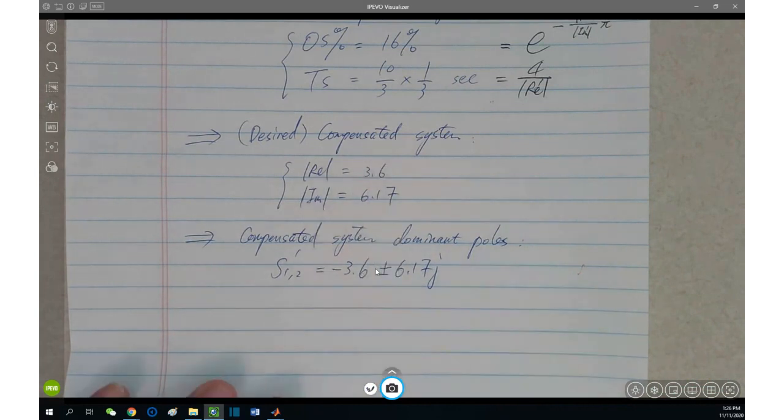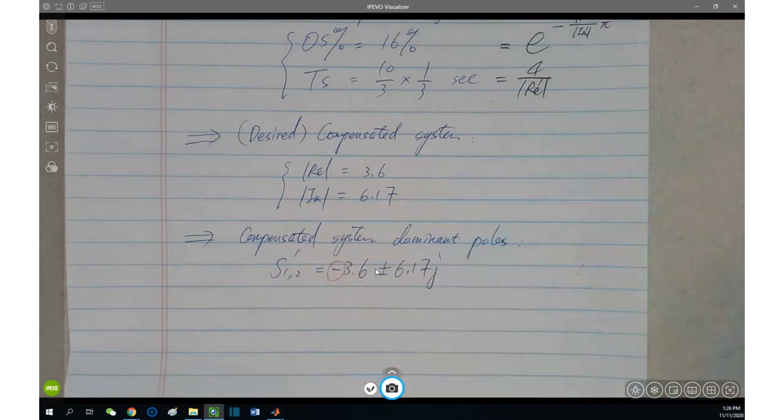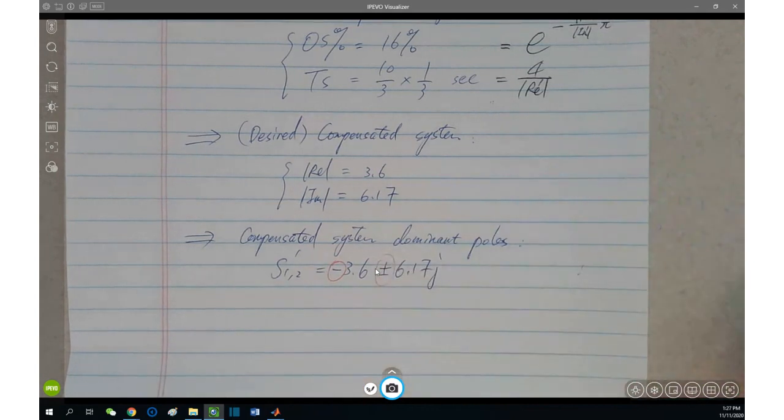This is very important, okay? Negative here. It must be negative. And here, positive and negative. Very good.